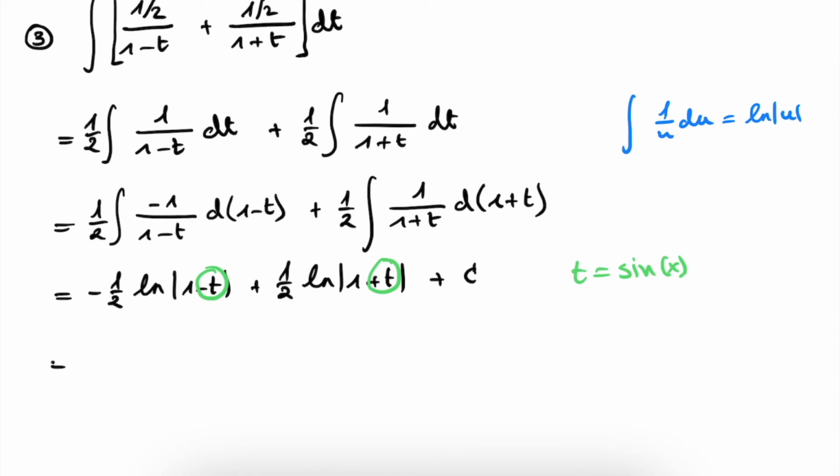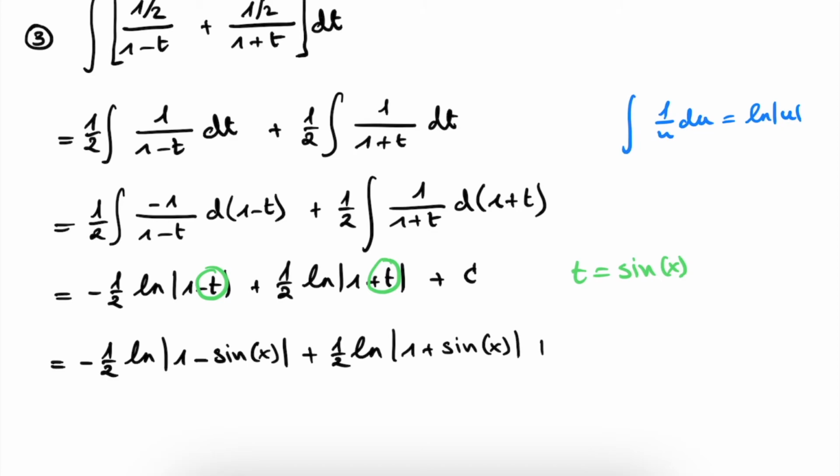And what we get is equal to minus 1/2 times the logarithm of 1 minus the sine of x plus 1/2 times the logarithm of 1 plus the sine of x, plus c, of course, never to be forgotten. And at this point, we again use a property of the logarithm that says that the logarithm of a minus the logarithm of b is equal to the logarithm of a divided by b. And we see that we can use this property right here.